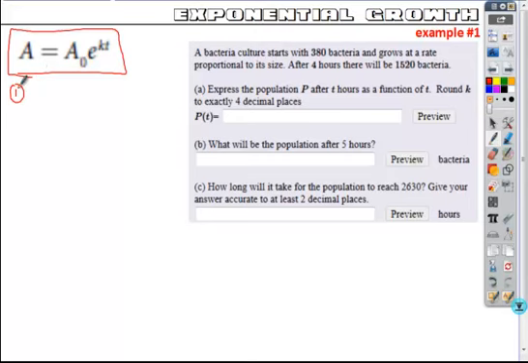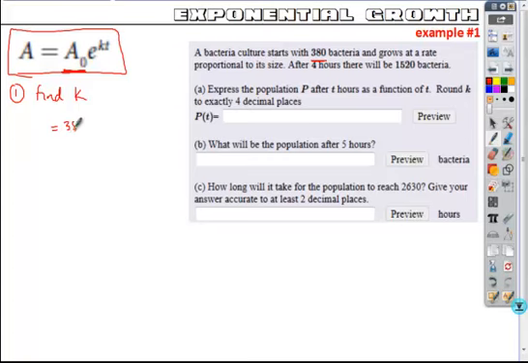Okay, so the first step when you are working through this is you need to know what your k value is. If you want to find your k value, you know that this culture here starts with 380. That's your initial amount.